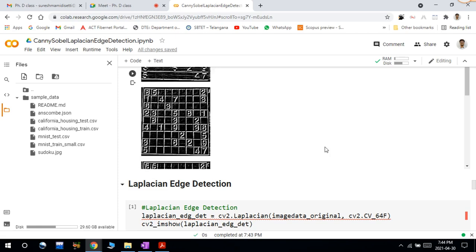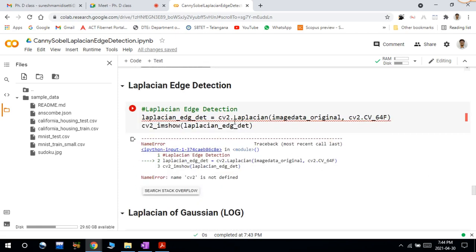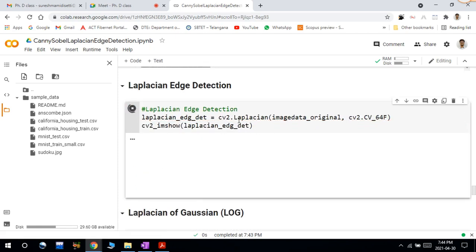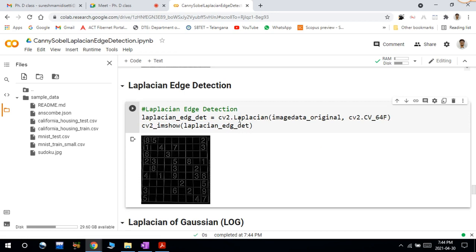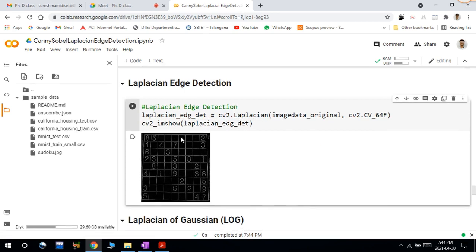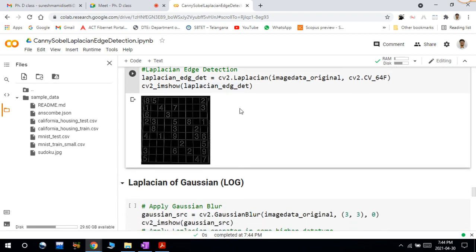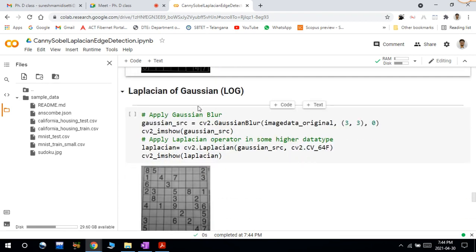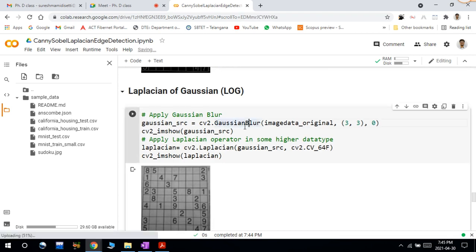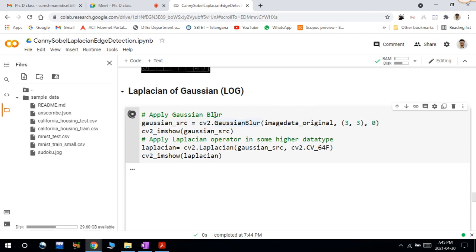After this, we discussed Laplacian edge detection, in which I find the Laplacian operator. In the case of the Laplacian, I find the second order derivative, so for that particular image I apply the Laplacian. Later we discussed Laplacian of Gaussian, in which I first apply the Gaussian filter and then apply the Laplacian of Gaussian, that is nothing but the second order derivative on the Gaussian filter.